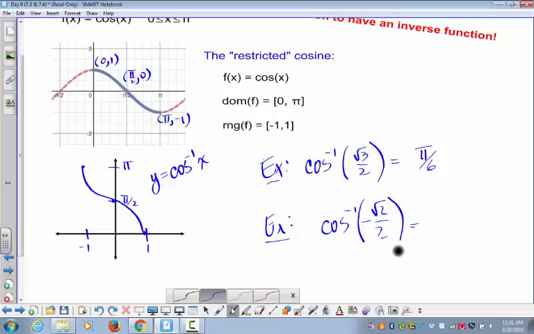Second one, inverse cosine of -√2/2, angle on the top half of the circle, with a cosine value of -√2/2. So 3 pi over 4.